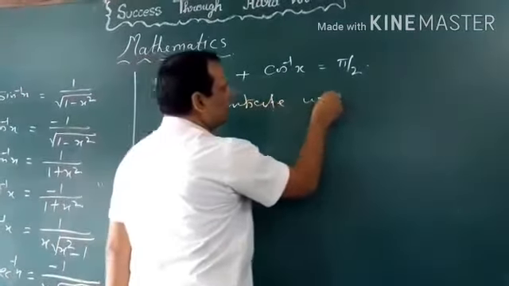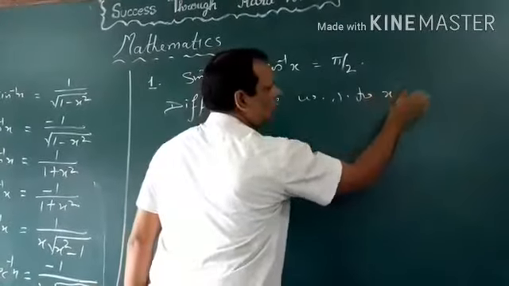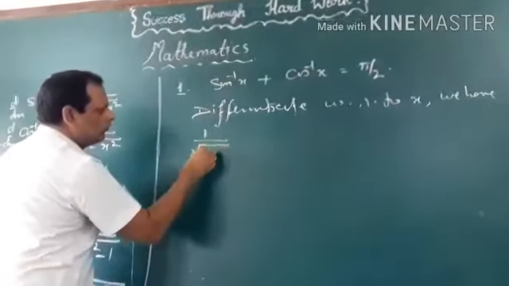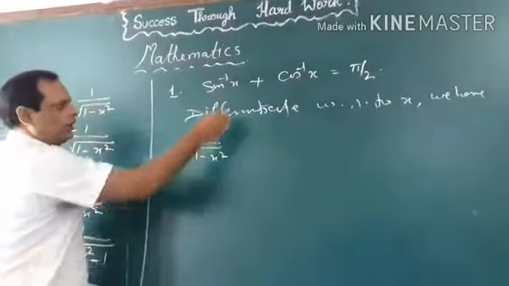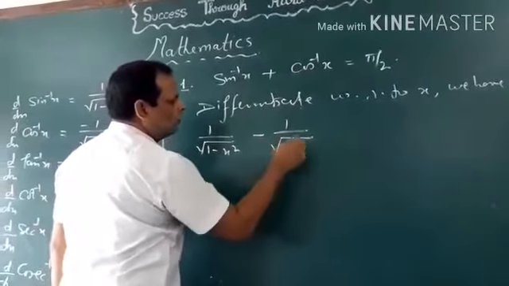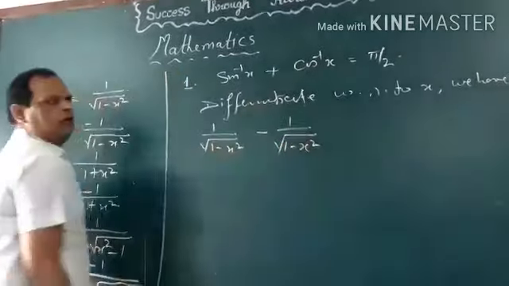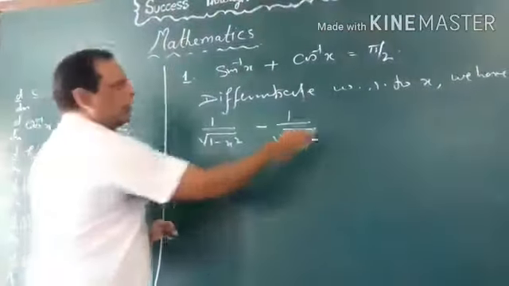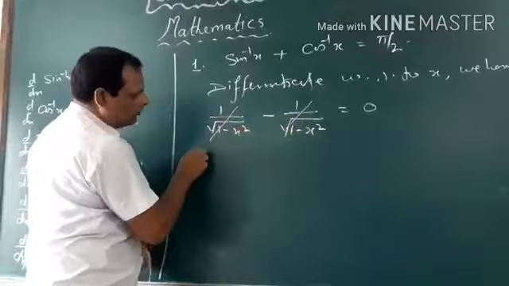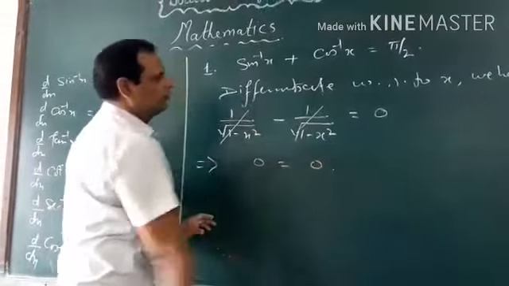Differentiate with respect to x. We have the differentiation of sin inverse x is 1 upon root 1 minus x square, and the differentiation of cos inverse x is the opposite of sin inverse x, minus 1 upon root 1 minus x square. And on the right hand side, the differentiation is 0. We see that in both sides, 0 is equal to 0.